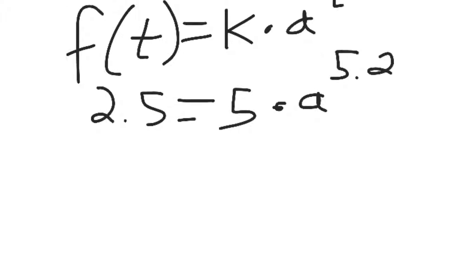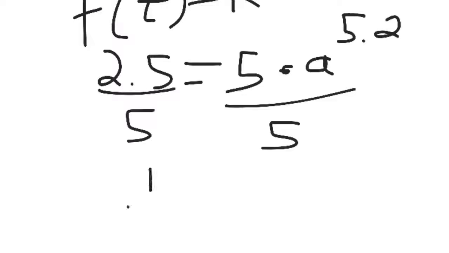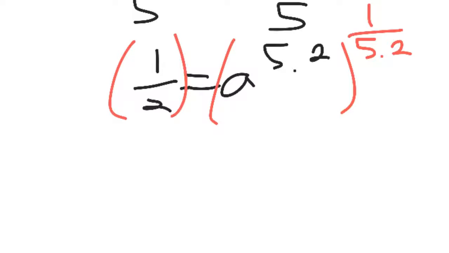Now we have an equation to solve because we've got one variable. So your first goal should be to divide both sides by 5. You get that 1/2 equals A to the 5.2 power. And then your next goal should be to get A by itself. So you have to raise both sides to the power of 1 out of 5.2. Raise this side to the 1 out of 5.2 power.